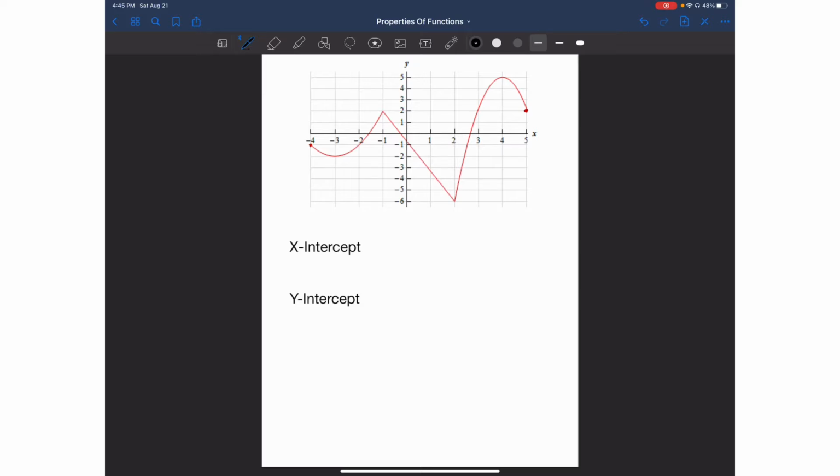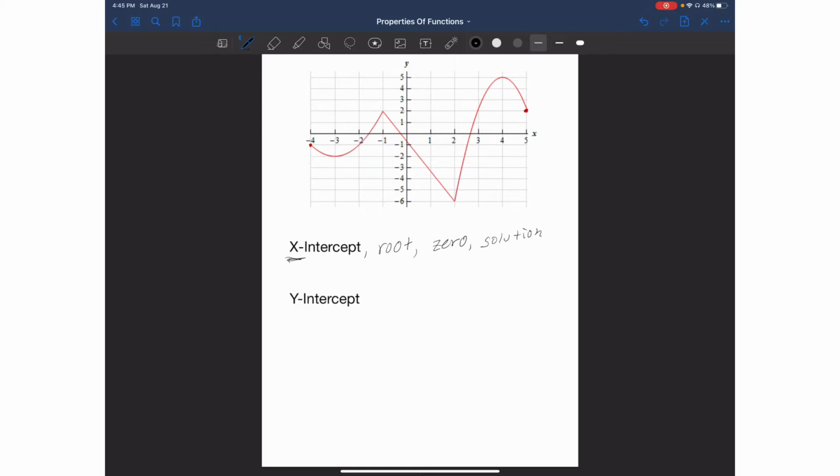The first one is going to be the x-intercept. I do want to go over the other names that are used for the x-intercept. We can also call it the root or the roots. We can also call it the zero, and we can also call it the solution. All of those four names mean the same thing. So where your graph either touches or crosses the x-axis.